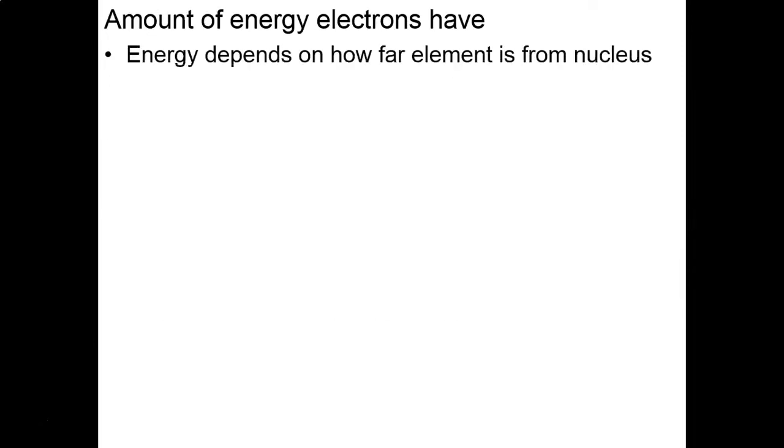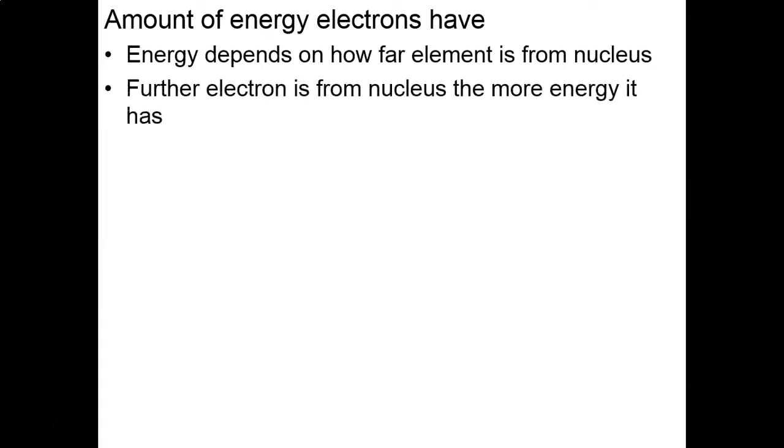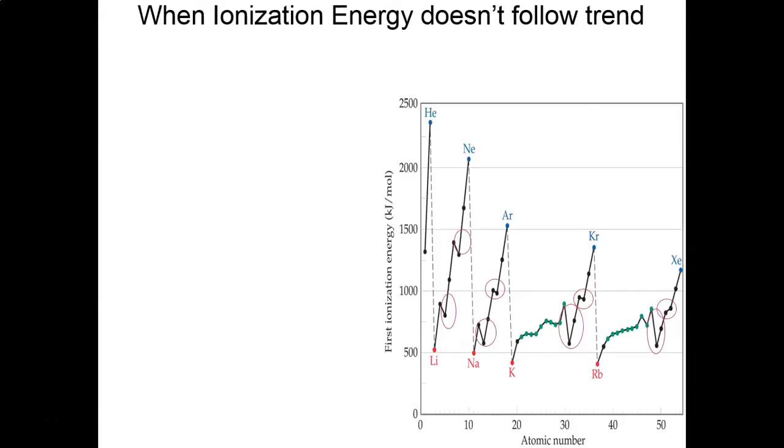All right, the amount of energy your electrons have depends on how far the electron is from the nucleus. The further it is, the more energy it has. Please remember that. So the trend for ionization usually is as you go to the right, it gets bigger, right?